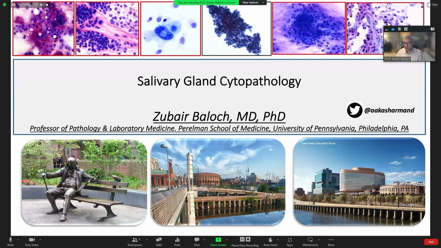This first talk is going to be on salivary gland cytopathology, and at the bottom there are three great spots in Philadelphia. If you happen to be in Philadelphia, it is a very walkable city, and I really love to walk to work. Some of these shots I've taken, especially the Ben Franklin one, are mine. So if you're in Philadelphia, come and visit. The campus is really great for the Penn, and Philadelphia is an excellent city.